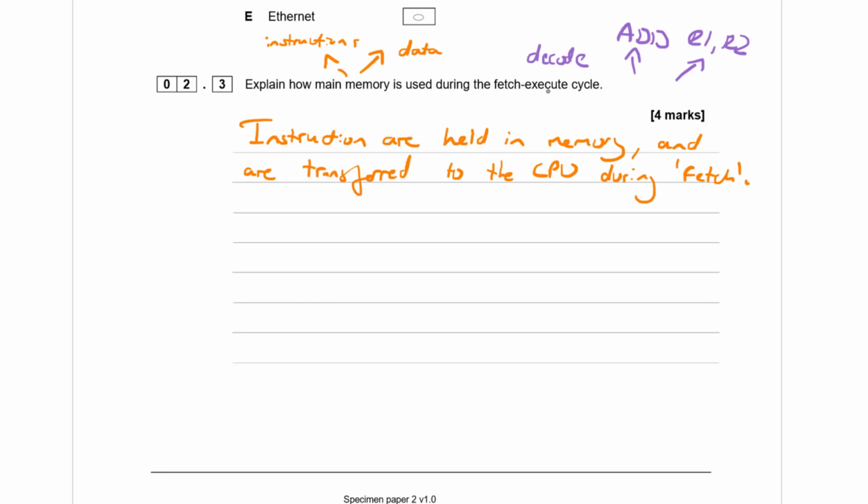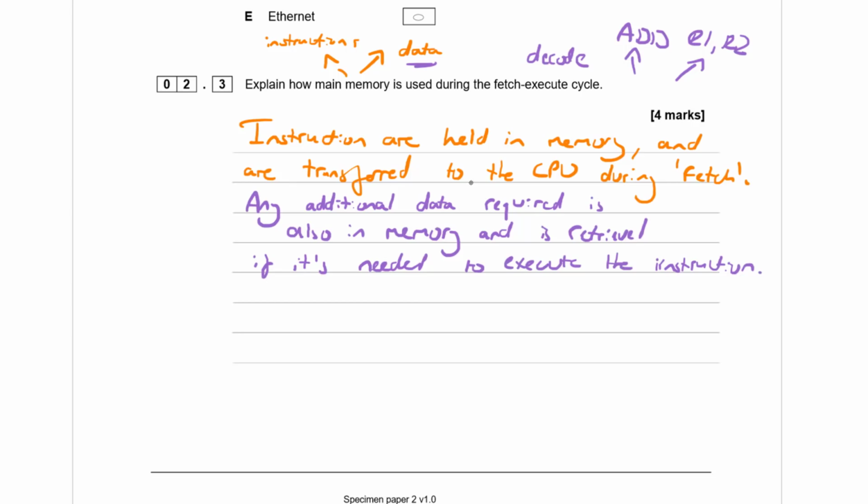execute that. So the execute stage is where any additional information, so say this instruction needed other data, so this is registers, which is on the CPU, but if it had data which was in main memory as well, because it's stored, as we've said, it needs to get that data as well. So let me read out what I just wrote, because I'm not sure how well I explained it. So any additional data required by the instruction is also held in memory, and it's retrieved if it's needed to execute the instruction.